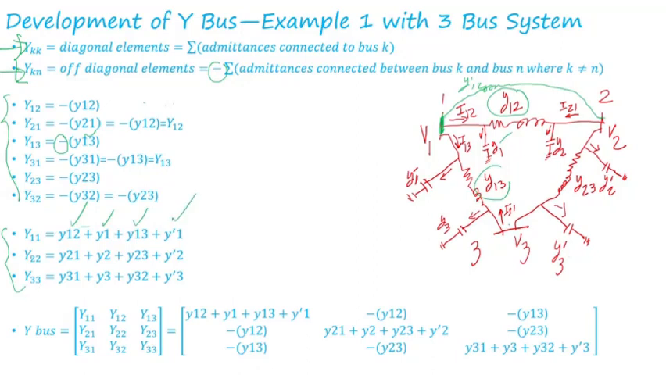Then Y22 is the sum of all the admittances connected to bus 2. Y33 is the sum of the admittances connected to bus 3. Then, again, I just put them in the matrix format.